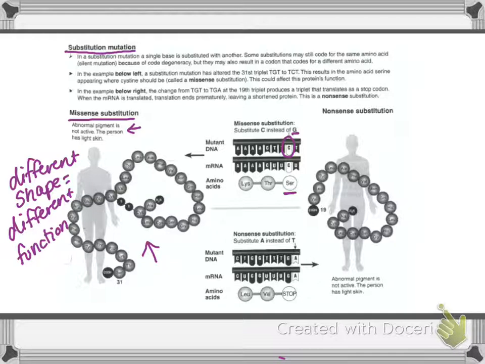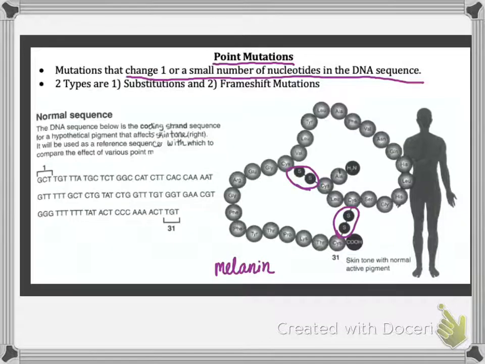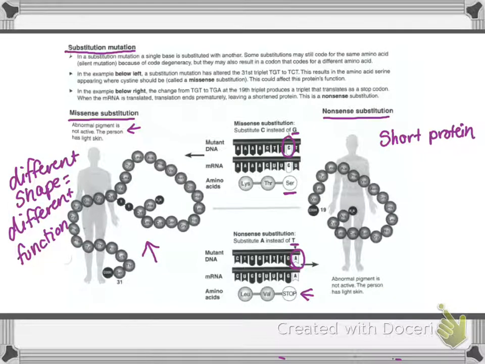Another example of a substitution is a nonsense mutation, and that's down here. So we were supposed to have a T, but now we have an A, and what that means is you end up with an early stop codon, okay? So basically, in this case, a nonsense substitution, you end up with a short protein. So it's not as long as it normally is. It's only 19 amino acids long, whereas it's supposed to be 31 amino acids long. So we have a short protein.